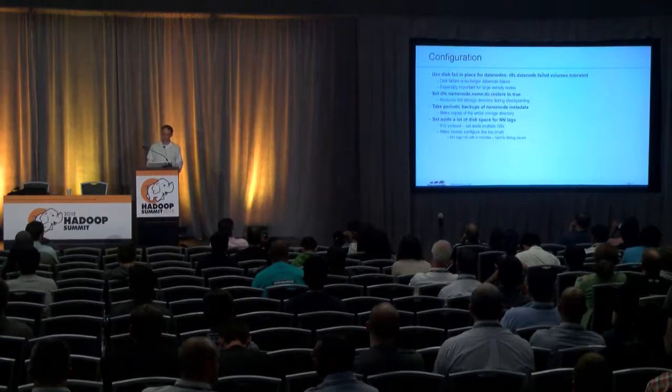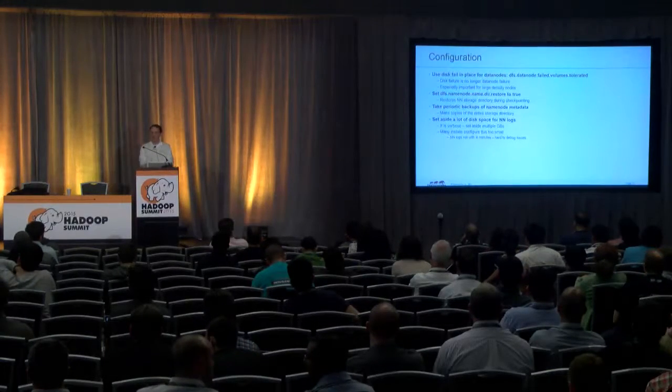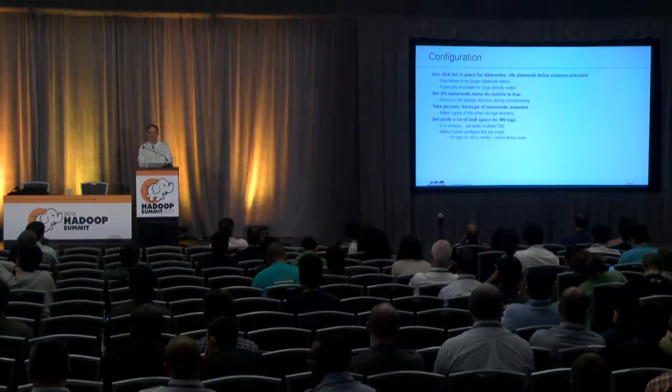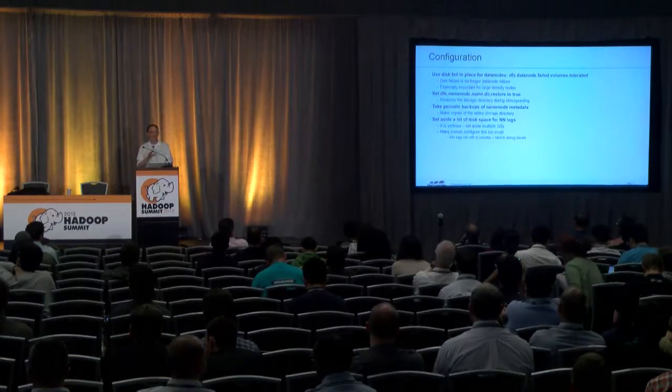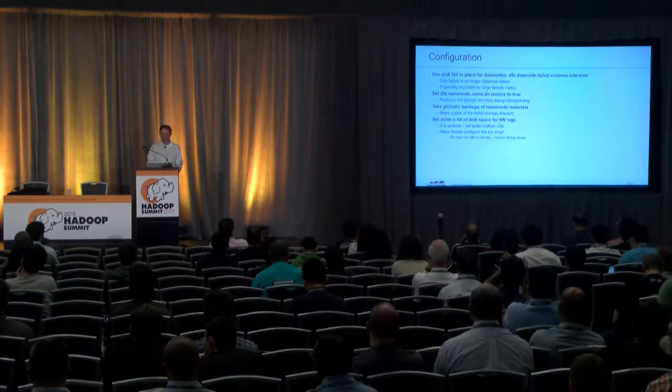This is off by default, but you can turn that on by setting dfs.datanode.failed.volumes.tolerated in the hdfs-site.xml, and that's set to the number of volume failures that you're willing to tolerate. Beyond that number, the data node will go ahead and shut itself down.